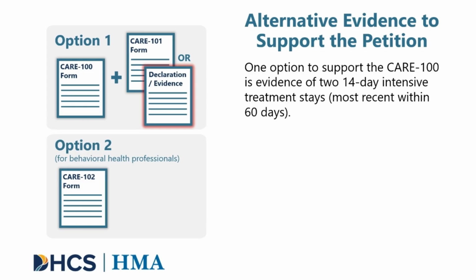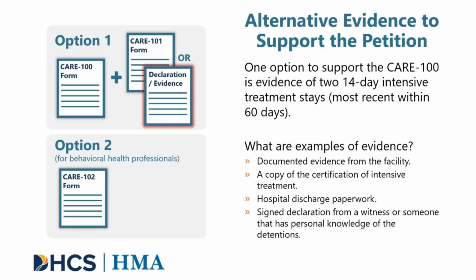You can include either a declaration in the CARE 100 itself, acknowledging that you have personal knowledge of these hospitalizations, or attach a document that provides evidence. What are examples of evidence? Documented evidence from the facility where the respondent was detained, a copy of the certification of intensive treatment, hospital discharge paperwork, a signed declaration from the petitioner, or a witness that has personal knowledge of these detentions.